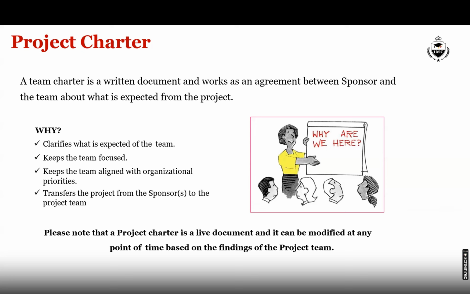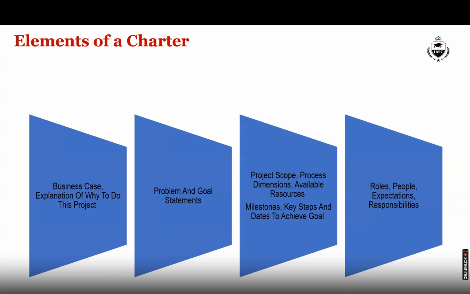It's a written document and works as an agreement between the sponsor and the Six Sigma project team regarding what is expected from the project. It's a live document and can be modified during the course of the project, at least till the analyze phase of the project. There are a few elements or contents of a project charter. Starting from the left, the first one I will talk about is the business case. Now, for each of these, I will give you examples.